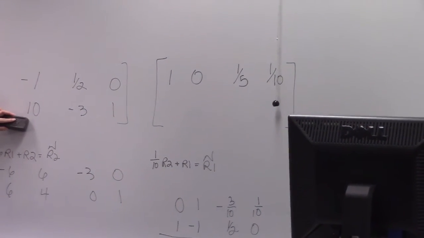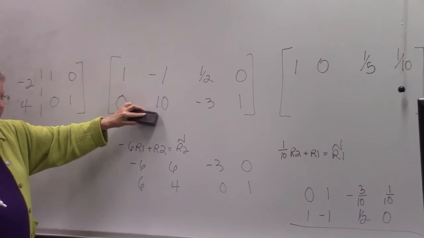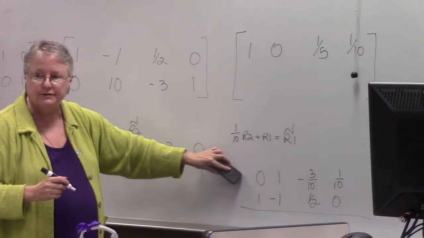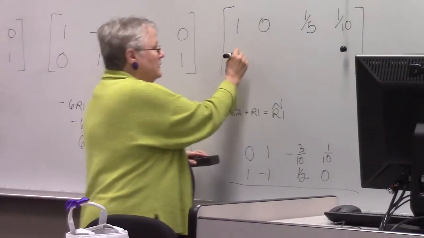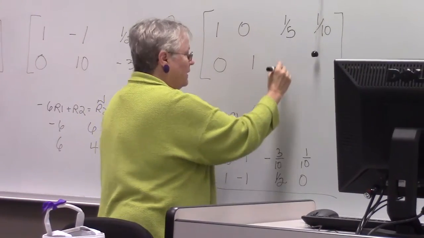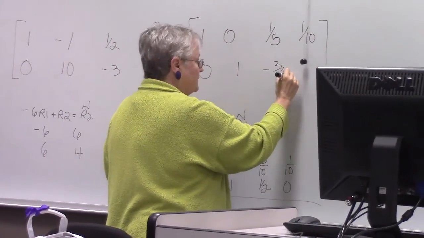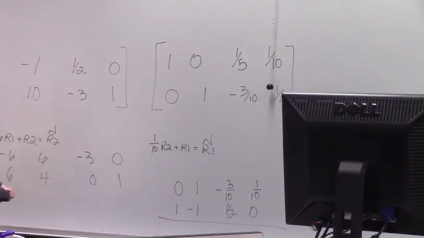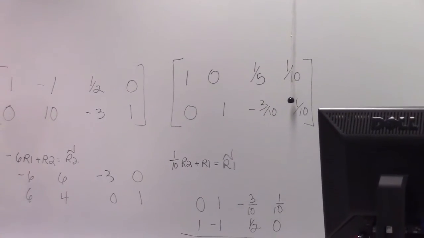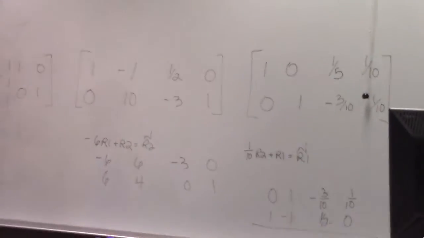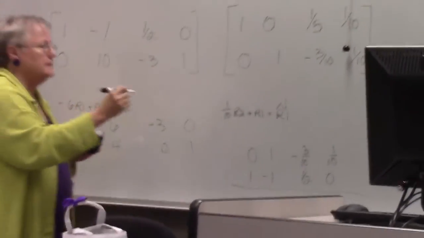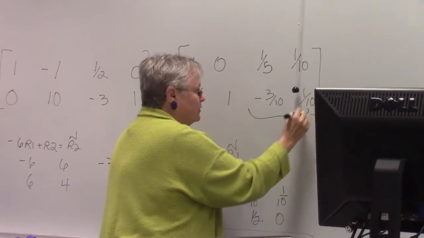What do I want right there? 1. I want a 1. Didn't I do that when I multiplied 1/10 times row 2? So I've got a 0, 1, -3/10, and 1/10. And there you go. That's it. Let's see, what did I do wrong? No, here it is. This is the matrix we want. This is a 2 by 2 inverse.